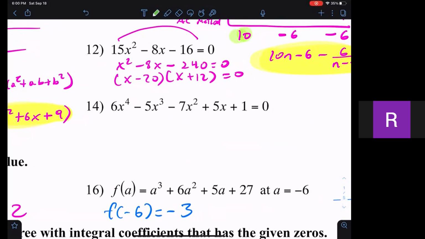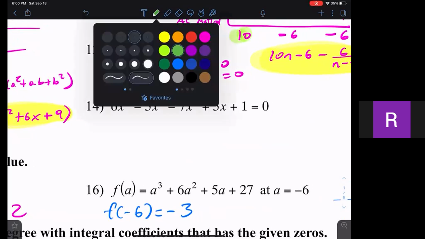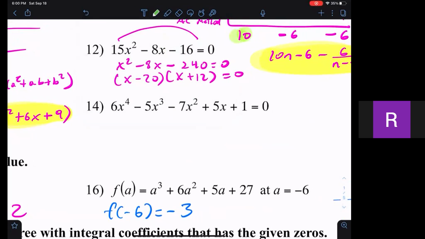So at this point, you can just start, you can do the factors of 6 and 1, basically. You have to check, right? So this is going to be a little annoying. You can start with 1. So that's 6 minus 5 minus 7 plus 5 plus 1. So this is negative 12, and this is going to be 12. So 1 is a factor of that. So you can say x minus 1 is a factor. Therefore, this is one of the zeros.